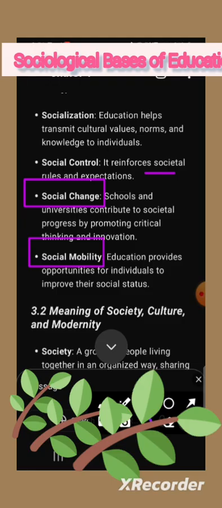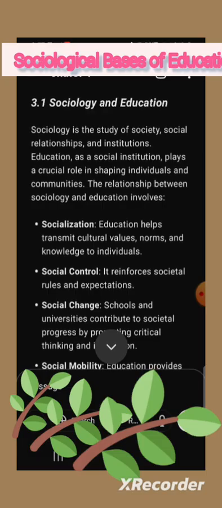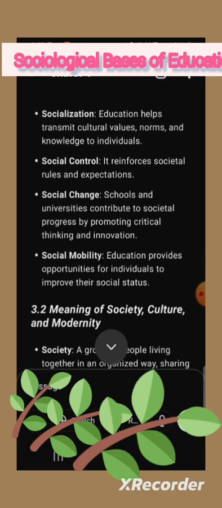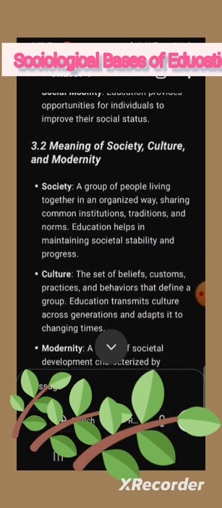Education provides individuals with skills and qualifications that enable upward mobility. It helps break barriers of caste, class, gender, and economic background by offering equal opportunities for learning and employment. Education is therefore not just about academic learning, it is a powerful tool that shapes individuals and societies. So the relationship between sociology and education is socialization, social control, social change, and social mobility.